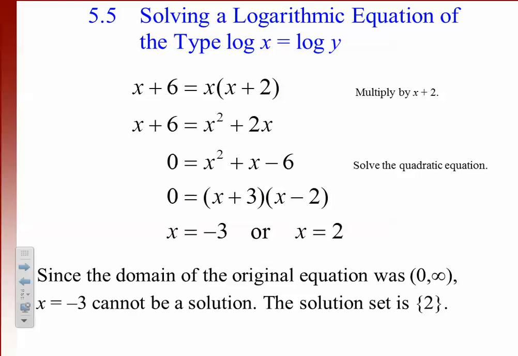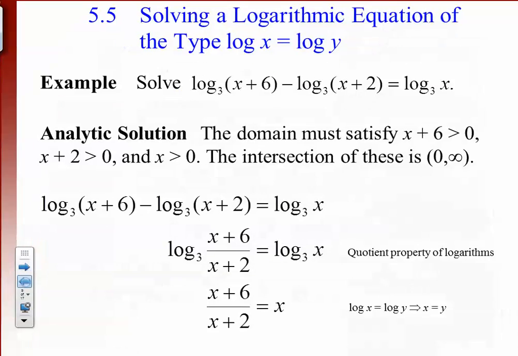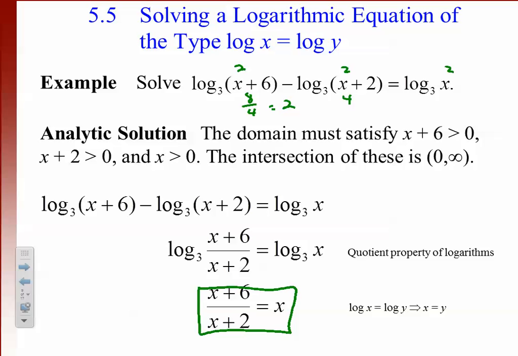The only one that works here that's in our domain is +2, so that's going to be the answer to our original problem. Our original problem was back here: which value of x makes this work? So if we check that, we put a 2 here and a 2 here and a 2 here, and we get 8 and 4, and 8 over 4 is 2 down here. That's the same as doing it right here. We would get those two to be equal.